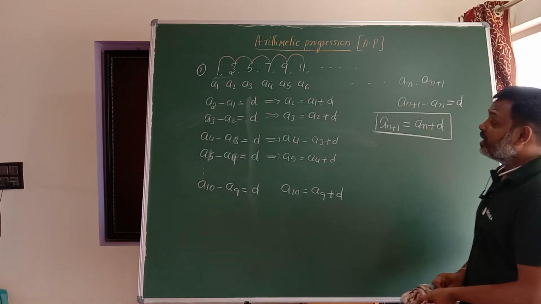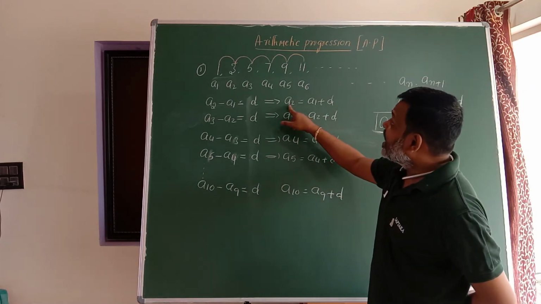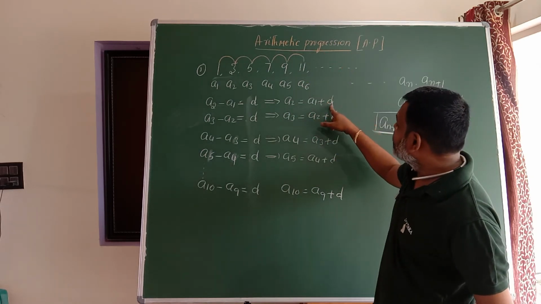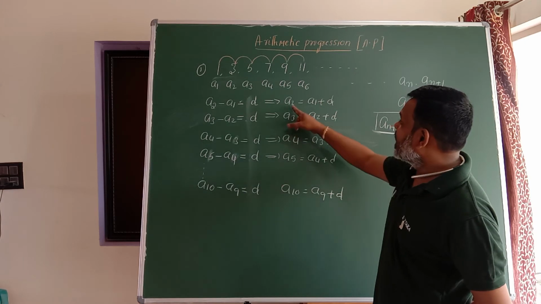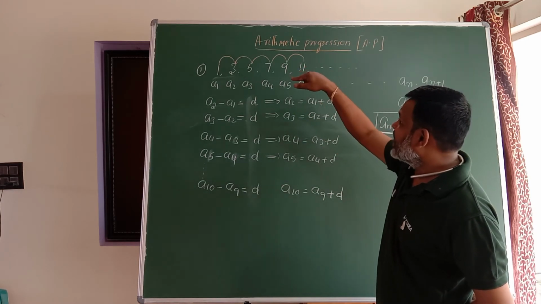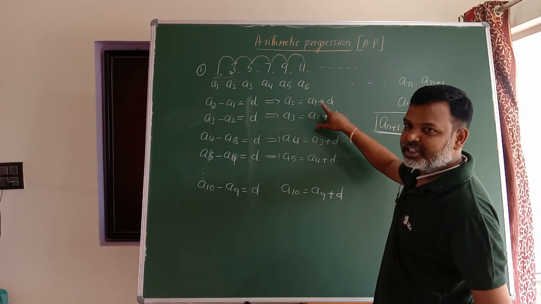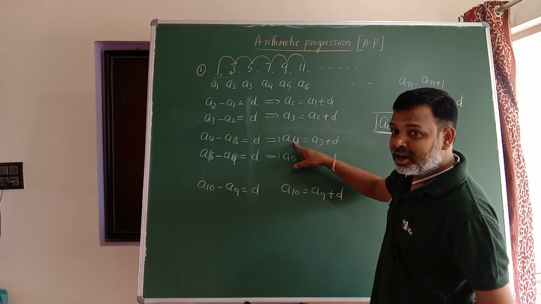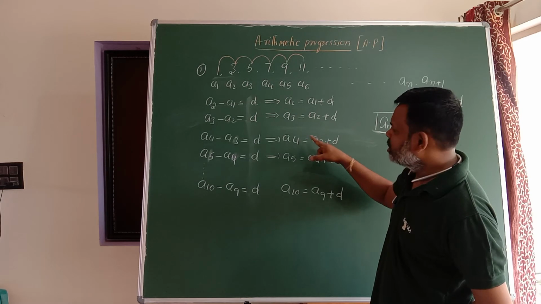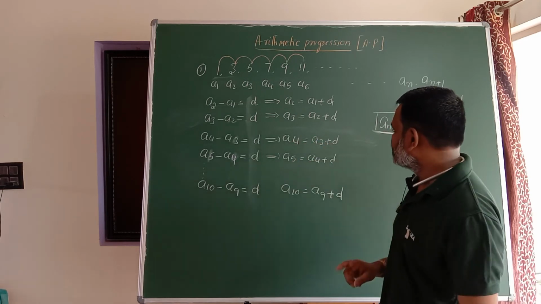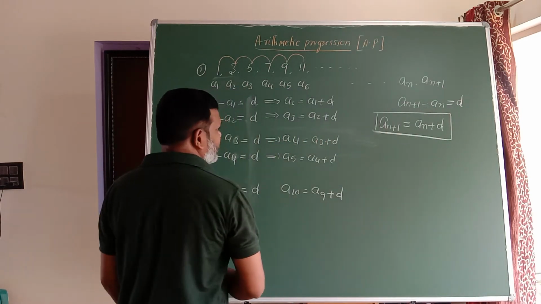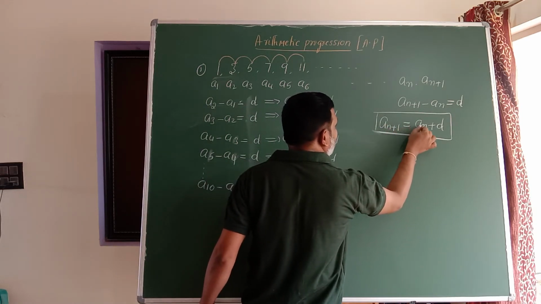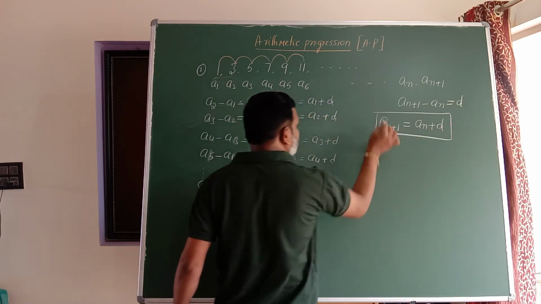What is the meaning of that? To find the next term of the arithmetic progression, add the common difference to the previous term. To get A2, the previous term is A1. To A1, add the common difference: A1 plus D. To find A4, what is the previous term? The third term, that is A3. Just add it. So A4 is given by A3 plus D. A5 is given by A4 plus D. Similarly, AN plus 1 is given by AN plus D. So it is a general concept.